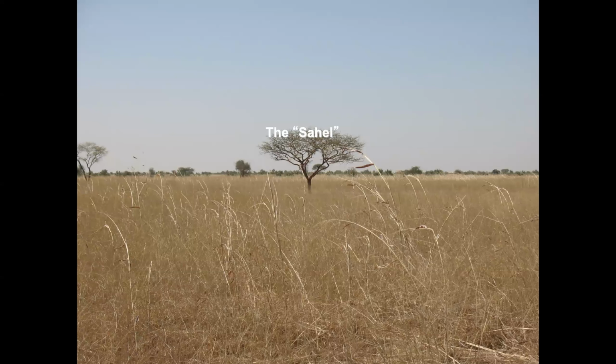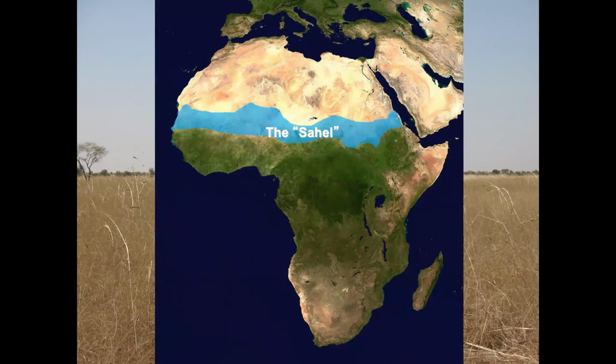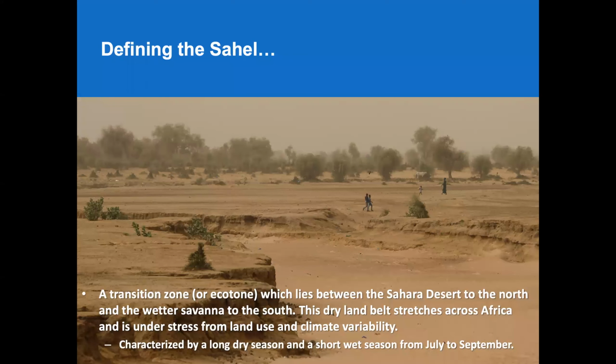The Sahel, here's that region. Notice it's that blue section right there. It is an ecotone, as mentioned earlier. It's a zone that lies between the Sahara Desert to the north and the very wet savanna to its south. It's characterized by a long, dry season and a very short, wet season. And if that wet season happens not to come, you have to wait another dry season to get to the next year before you actually experience rain.